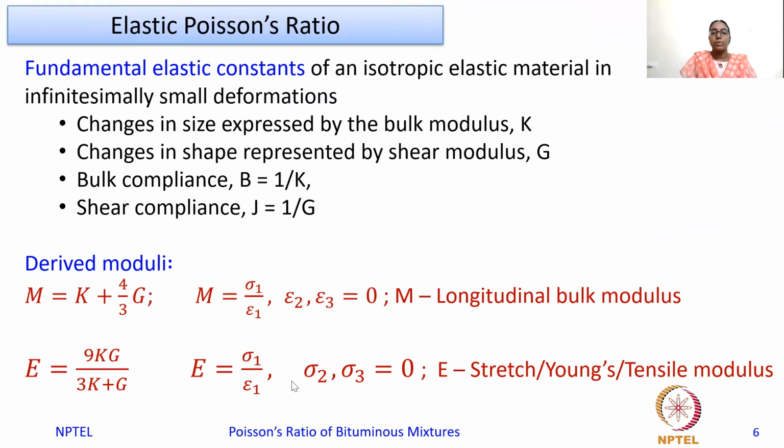Now, suppose we apply a longitudinal stress with strains in all three directions possible, whereas the stress in the other two directions is 0. Then the modulus defined by sigma 1 by epsilon 1, that is the stress in the longitudinal direction to the strain in the same direction, is called the Young's modulus, or it's also called the tensile modulus or the stretch modulus. And we have a relation that Young's modulus is equal to 9KG by 3K plus G.